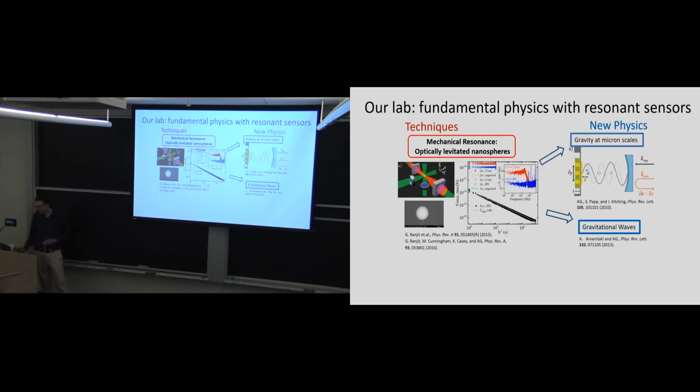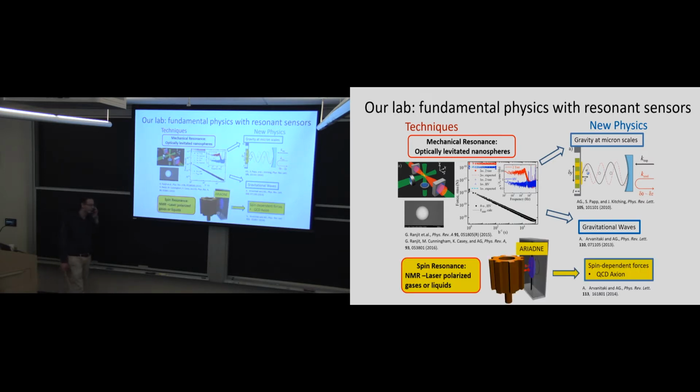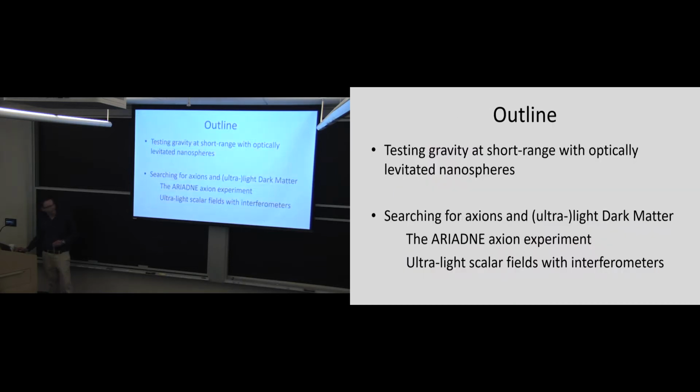We also do experiments with a very high quality spin resonance, namely using NMR on laser-polarized gases. And I'll tell you about an experiment where we will look for new spin-dependent forces, in particular looking for this particle I mentioned earlier, the axion. So in the first half of my talk, I will discuss an existing experiment where we're aiming at measuring gravity at micron scale distances using these optically trapped particles. And at the end, I'll tell you about some of our developing efforts to look for axions and other dark matter.